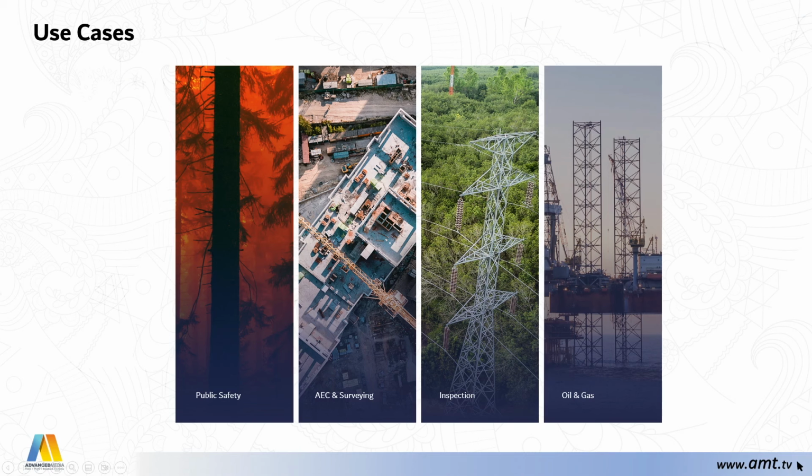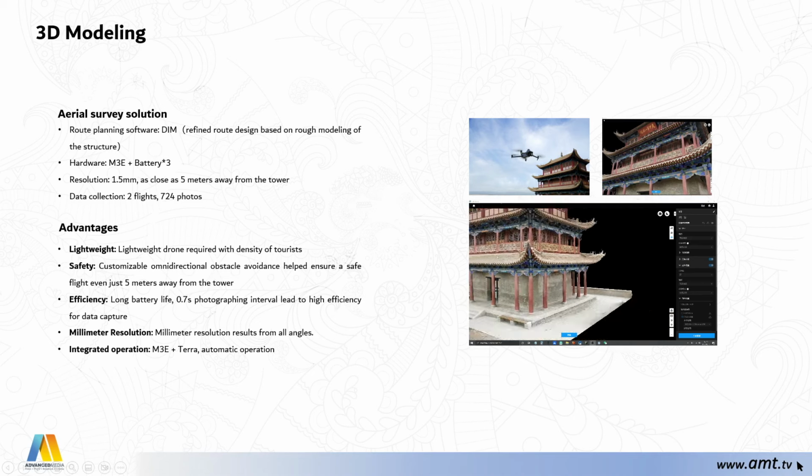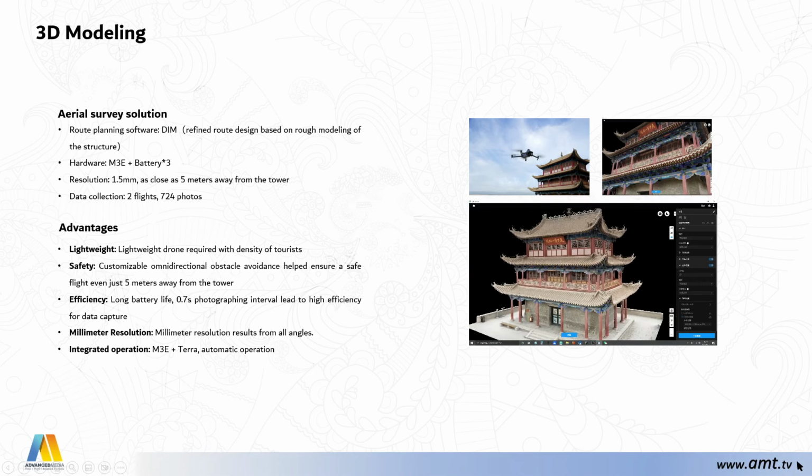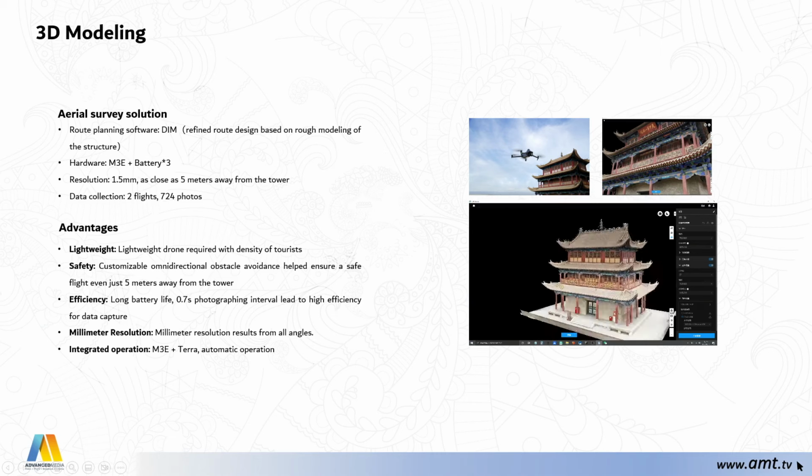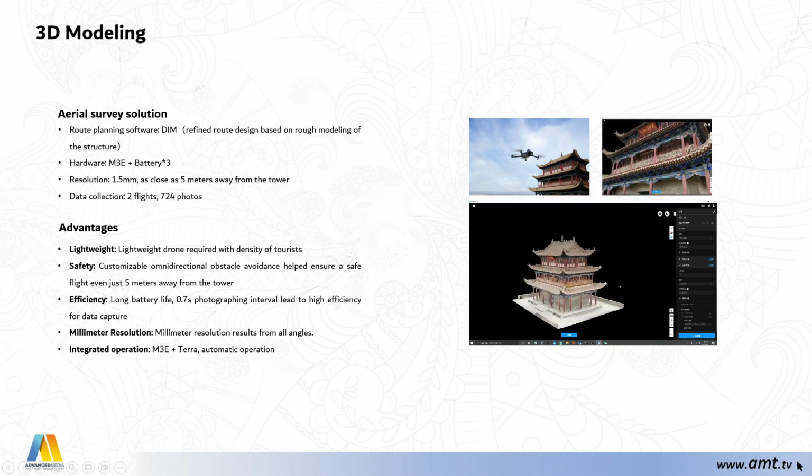The use cases now, where we can use the drone. As I mentioned, we have the 2 versions. The T version can be used in a specific way, and the E version will be used for a different application. But in general, we are using the drone in public safety, in the surveying sector, in inspection, in oil and gas. So let me start with the first example, the 3D model that's been made with this drone. So the drone flew in a template.